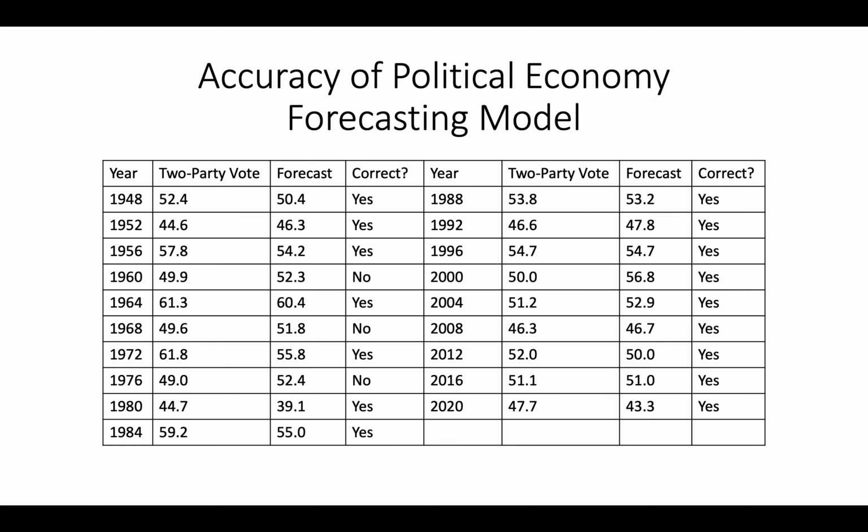Now let's look at this chart. This is the accuracy of the Lewis, Beck, and Tien forecasting model and whether or not it forecasted the correct result. And you can see that it too went on a winning streak from 1980 all the way through 2020, correctly forecasting the popular vote winner.